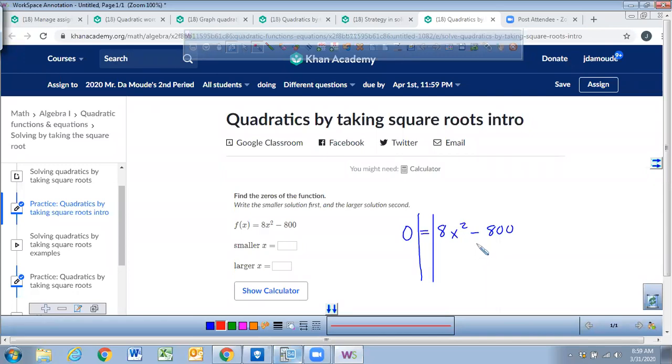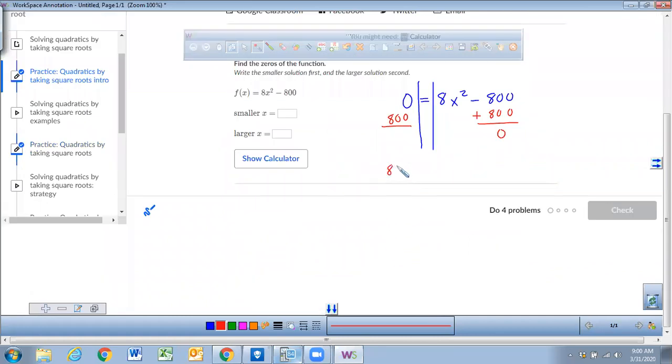Negative 8x squared. Well, you could do that. You could subtract 8x squared from both sides. I'm just going to add 800 to both sides to make it so everything's positive. We're going to add this to make it equal to 0, but you could have subtracted 8x squared from both sides too. We're going to add 800 to this side, with 800 equals 8x squared.